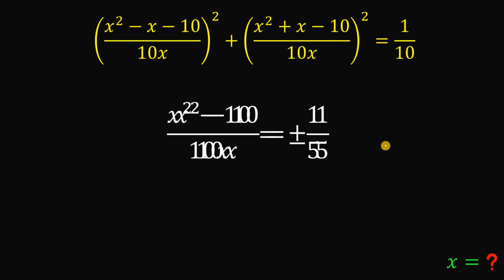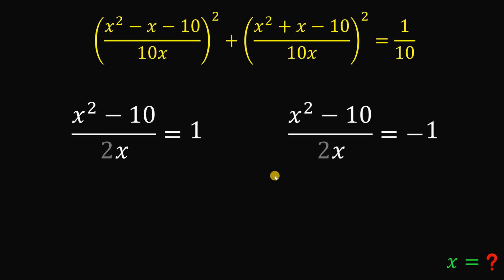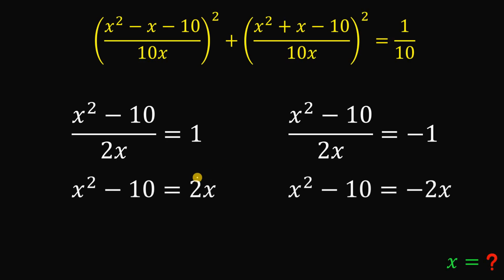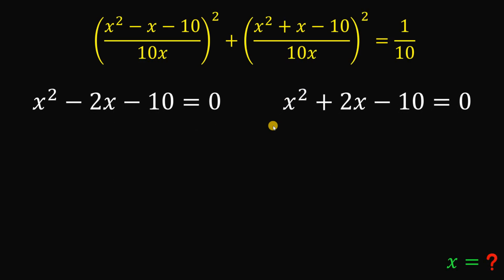So we found two equations consisting of x. So we have it equals 1 over 5 and the other one is equivalent to negative 1 over 5. Now, let's simplify first. Let's multiply both sides by 5 and then multiply both sides by 2x. And then equate this to 0. So we have two quadratic equations. x squared minus 2x minus 10 equals 0. And x squared plus 2x minus 10 equals 0. Now let's focus on these two quadratic equations. And now finally, let's solve for the value of x.